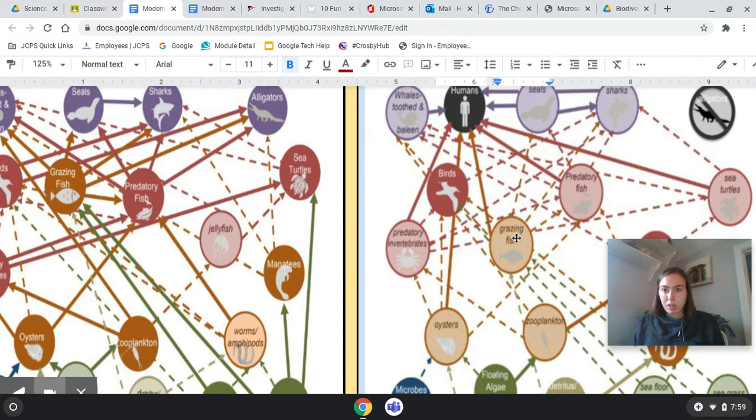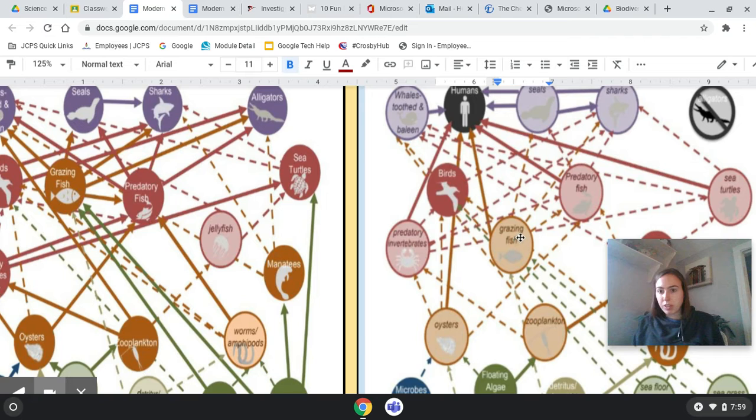And so I've got the one to seals, the one to humans, to birds, to whales. That's 4. And now I'm looking at my arrows coming down that are coming to grazing fish. And I see one coming from decaying matter. So that's 5. I've got an arrow coming from seafloor plants. That's 6. Another arrow coming from seagrass. That's 7.